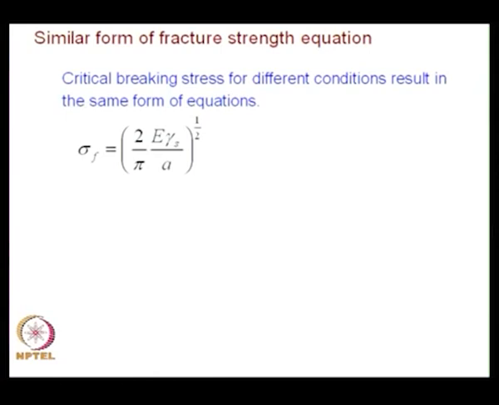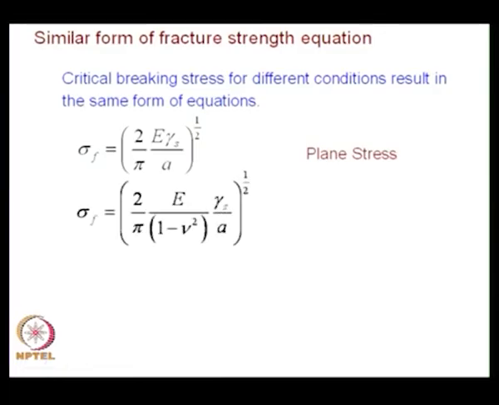And people have worked on this kind of an approach, and they have also found out the fracture strength for several other situations. We have seen fracture strength as (2 by pi into E into gamma s divided by a) whole power half for a plane stress situation. Suppose I look for a plane strain situation, how does the expression look like? There is only a small variation in the expression. What you find here is, instead of Young's modulus, you get this as Young's modulus divided by 1 minus nu square.